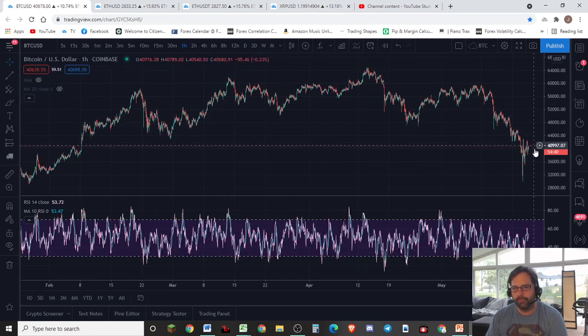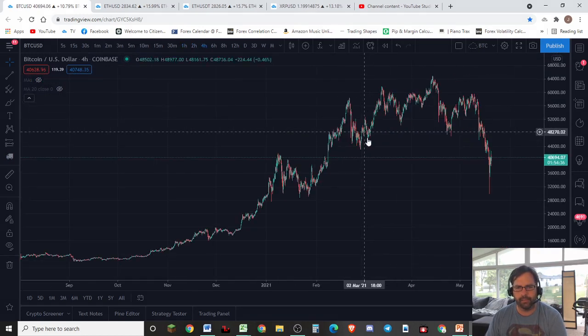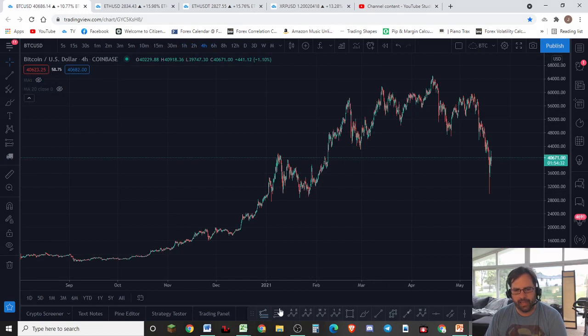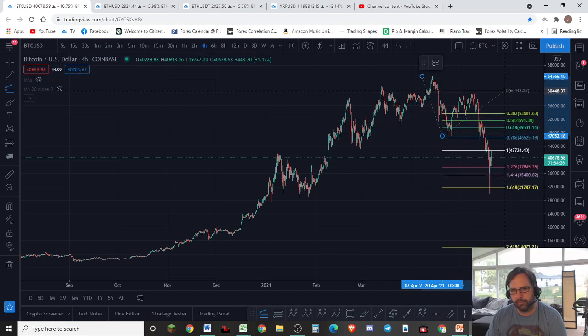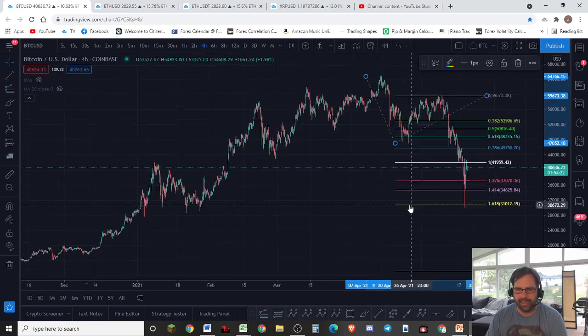Well, we got a 3-wave move off the top. Maybe if I go to the 4 hour, it'll be a little clearer. There we go. Got a 3-wave move right off the top there. Let's measure that guy. It came to the 1618 when we measure it. Let me show you how to measure it. Boom. Measure the first wave, extend it from the top of the second wave, and you'll notice we came right down to the 1618 and tagged it.